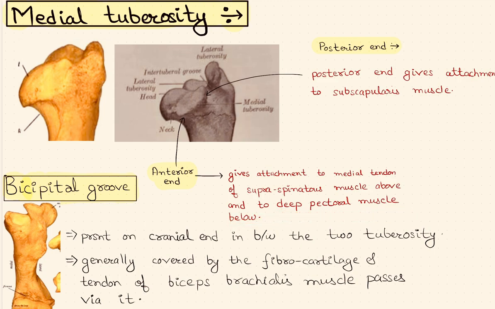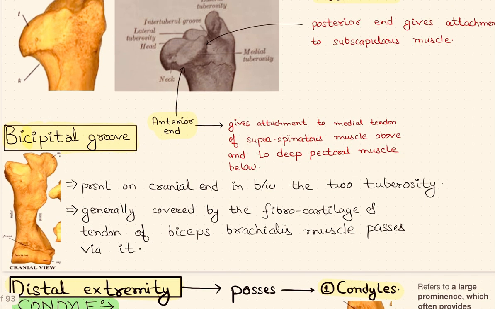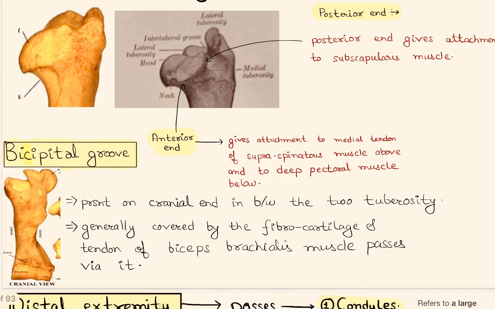So in the anterior end of the medial tuberosity, which muscle gets inserted? Deep pectoral muscle. And at the posterior end of the medial tuberosity, there is an insertion of which muscle? Subscapularis muscle. When you revise it twice or thrice, everything will be clear at your disposal.